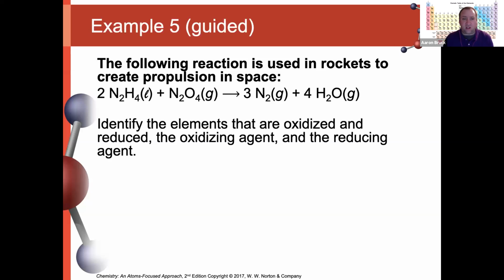Now, the question is, what is oxidized? What is reduced? What is the oxidizing agent? What is the reducing agent? Now, to that end, what we need to look at first and foremost are the oxidation numbers for each of the elements in this reaction, because that's going to tell us what happened. And so, if you recall, the way to do this, if I have hydrogen, remember each hydrogen, if it is bonded to a nonmetal, is +1.